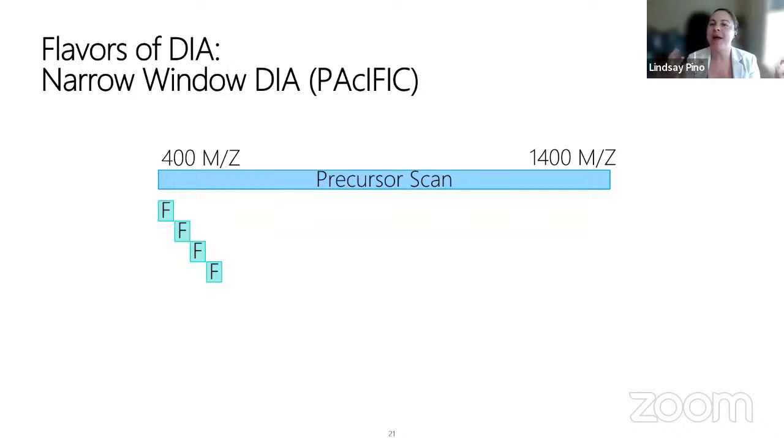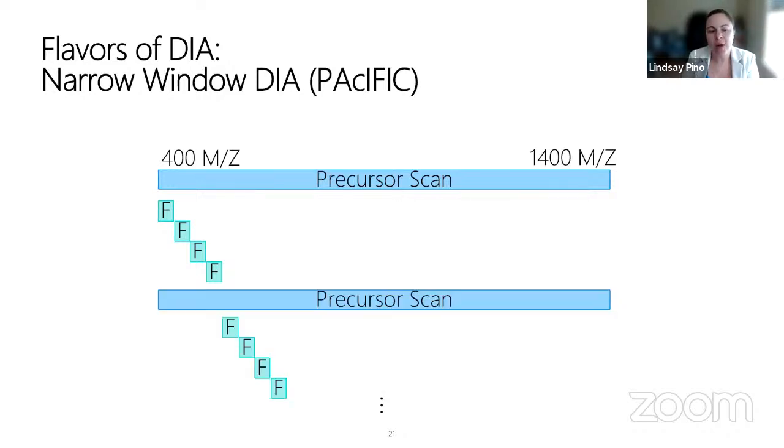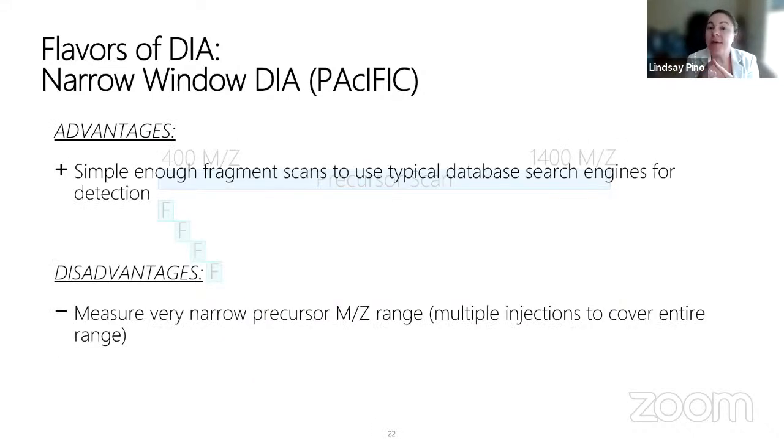So, compromising between very specific PRM and very non-specific MSE, there are a couple of choices. What about slightly wider MZ windows than a PRM? This very narrow window DIA is the Pacific method. You would tile very small fragment ion windows and continuously tile them across until you've covered your full MZ range. So this very narrow window approach gives you simple enough fragment ion scans that you can basically use DDA analysis on it, but still get all the advantages of DIA for quantification.